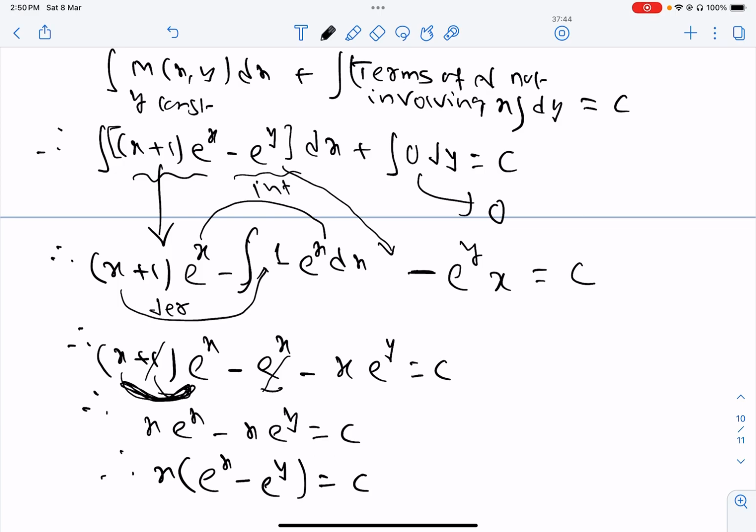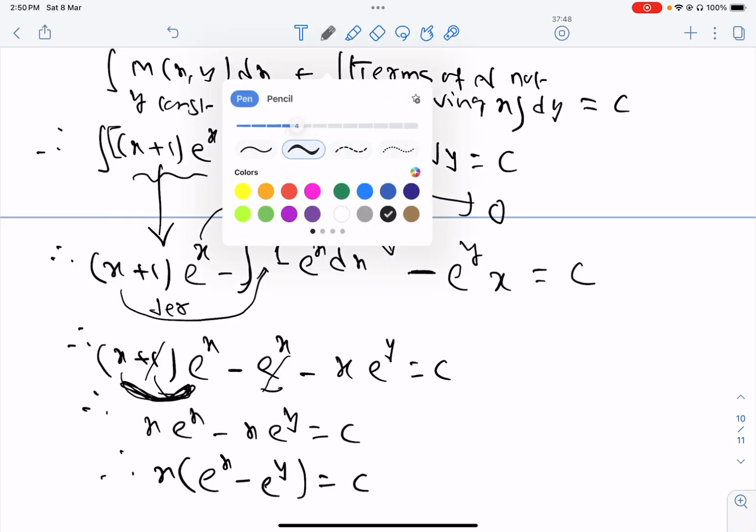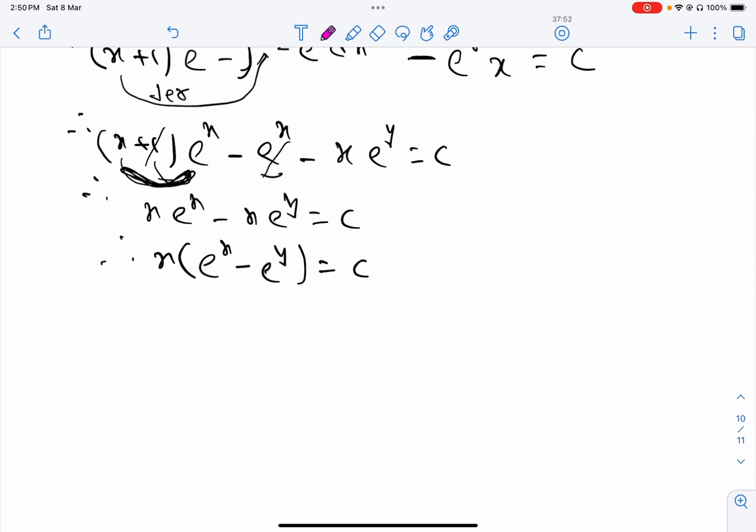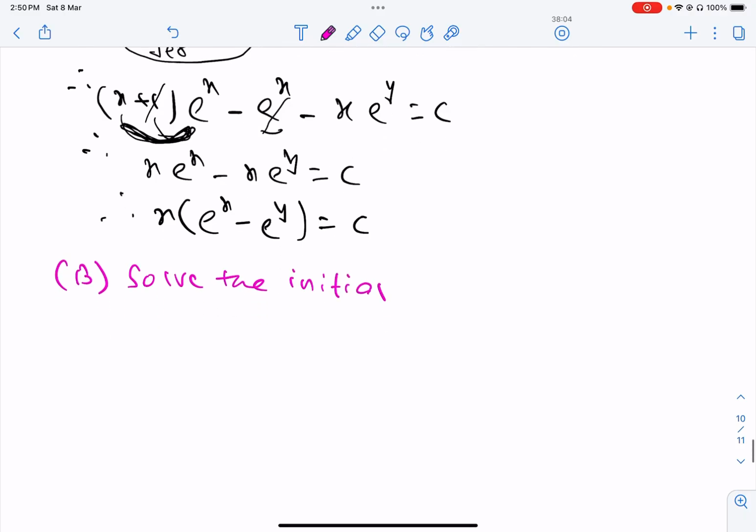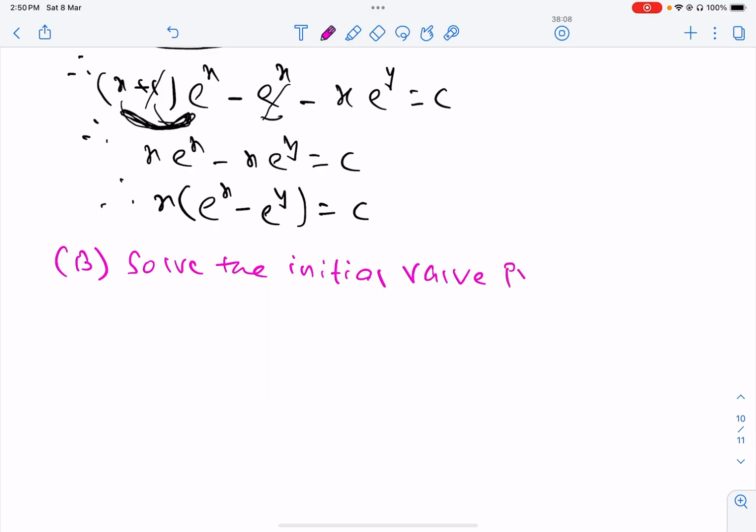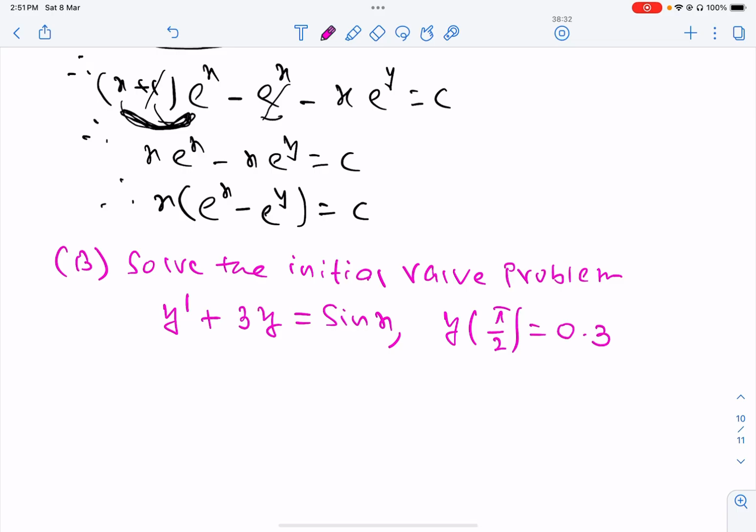Okay, next, b. Solve the initial value problem y prime plus 3y equal to sin x, y at pi by 2 equal to 0.3, is of 3 marks.